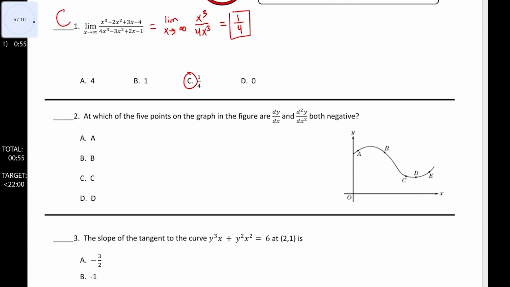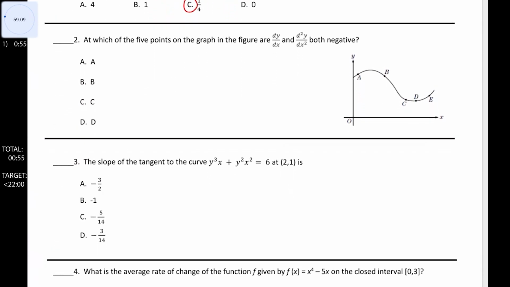Number 2 says, at which of the 5 points on the graph are dy/dx and d squared y over dx squared both negative? So the other notation that we can use for each of these is f prime and f double prime. They're just a different way of saying the same thing. Now, when we're talking about dy/dx, or sometimes y prime or f prime, that's referring to the slope of the function.